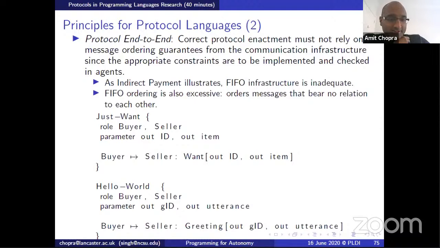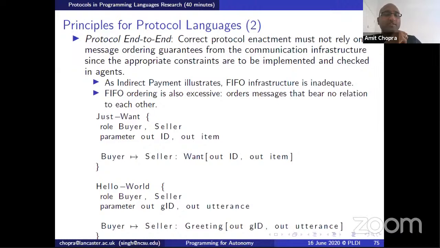So here are two protocols, just very simplistic examples. In the Just Want protocol, buyer sends a want message to the seller. And there's a Hello World protocol in which the buyer sends a greeting to the seller. Now, there is no reason for these messages to be ordered. If you look at the information they're producing, there's no relation. Want is producing ID and item, and greeting is producing GID and utterance. There is absolutely no meaningful dependency between them.